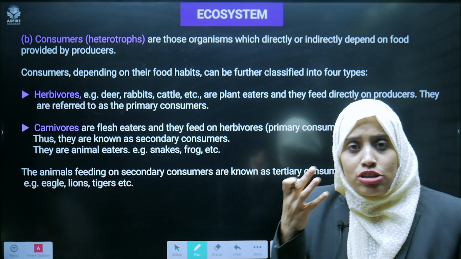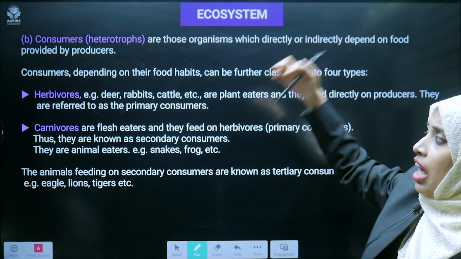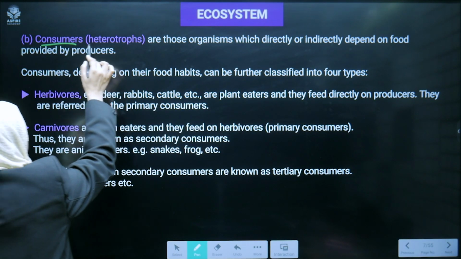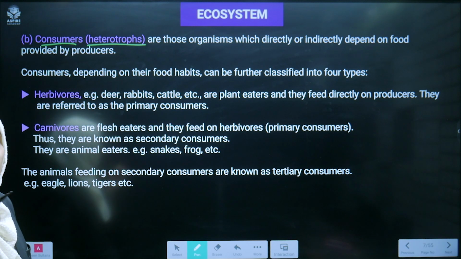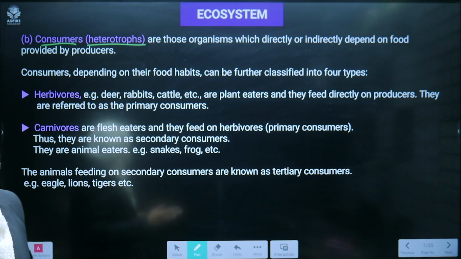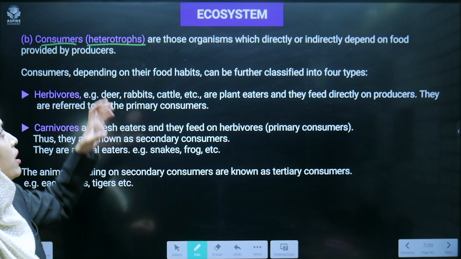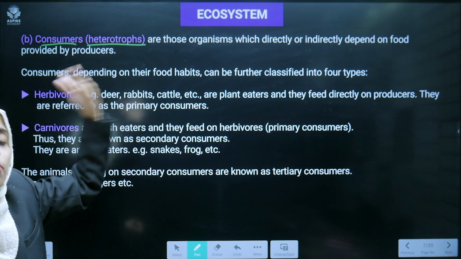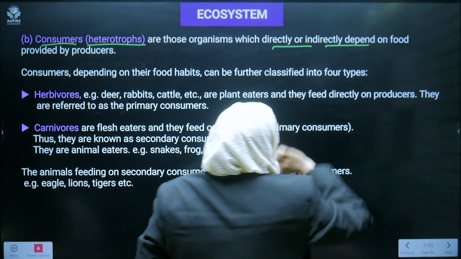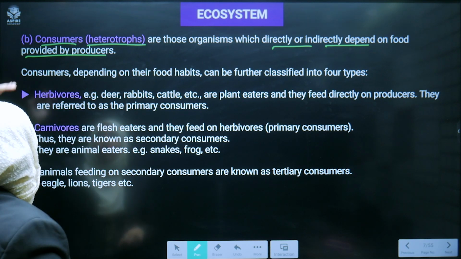Okay. Now, consumers. Consumers cannot prepare their food. They just consume the food which is already prepared by the producer. First come herbivores, then carnivores. Consumers can also be called heterotrophs. Just as green plants are autotrophs, consumers are heterotrophs. That means they cannot prepare their food and, directly or indirectly, they depend on plants or on other animals for their food. So those organisms depend directly or indirectly on the food provided by the producers.